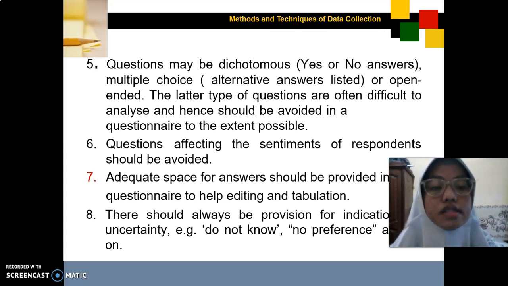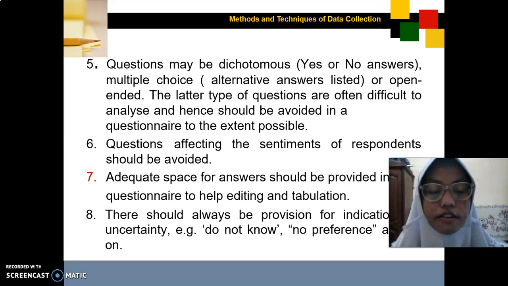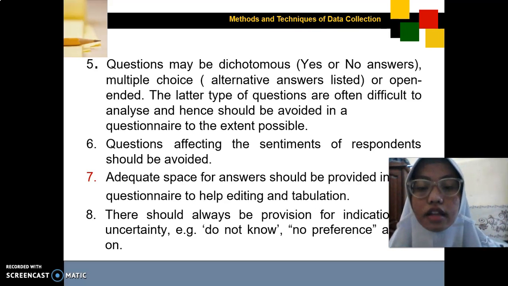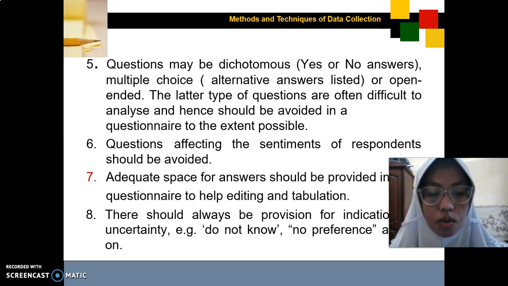And the sixth, questions affecting the sentiments of respondents should be avoided. And the seventh, adequate space for answers should be provided in the questionnaire to help editing and tabulation. And eighth, there should always be provision for indication of uncertainty, for example, do not know or cannot say, and so on.